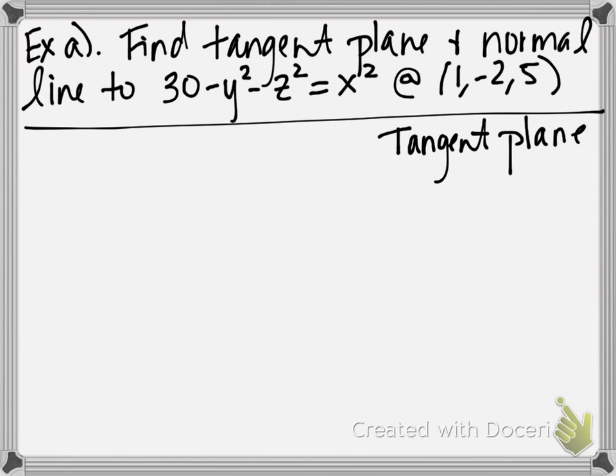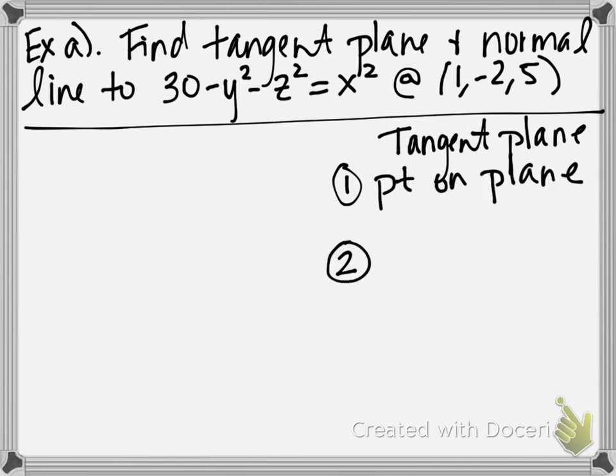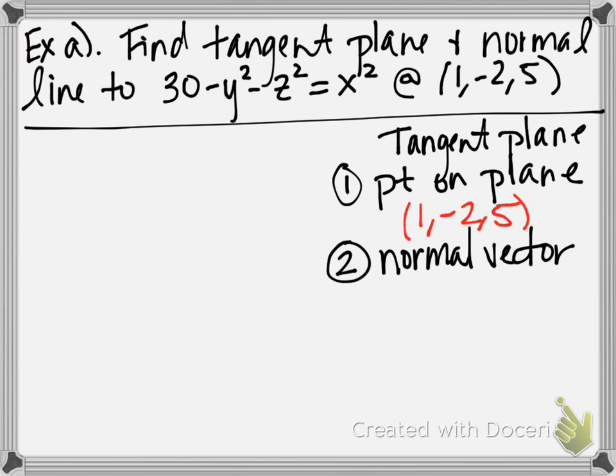So we'll start with finding the tangent plane. To find the equation for a plane, we need two things. We need a point that's on the plane, and we need the normal vector to the plane. Okay, we're already given the point, so the point's going to be (1, -2, 5). And now to find the normal vector, we're going to use the fact that we showed in class that the gradient vector is normal to any level surface.